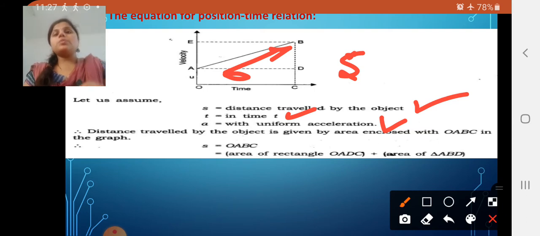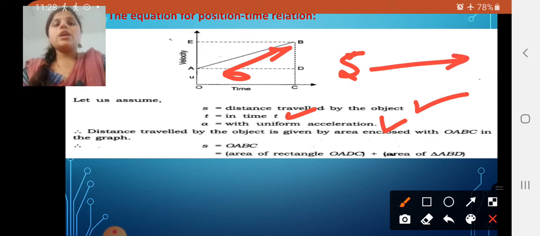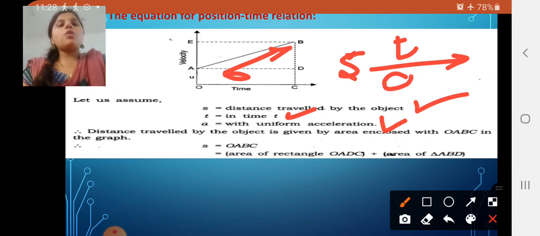So we are assuming one person, that is S, travelling from one place to another place in the time t with uniform acceleration. With uniform acceleration, one object is moving from one place to another, so the distance traveled by the object is given by the area. How much area is covered by the object, we have to find out here. So we are considering OABC.